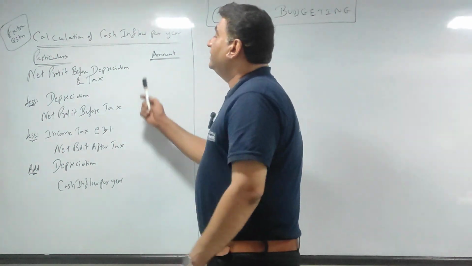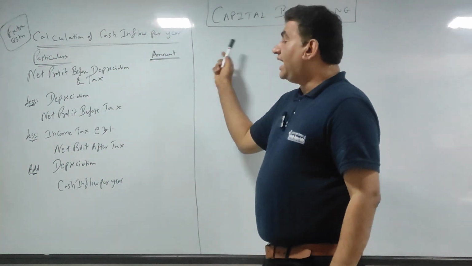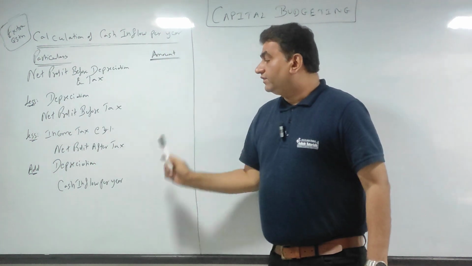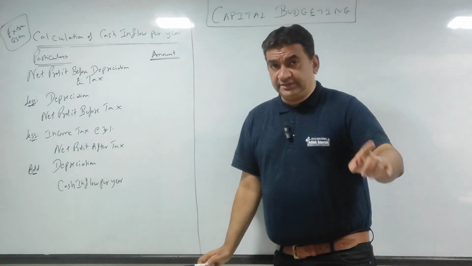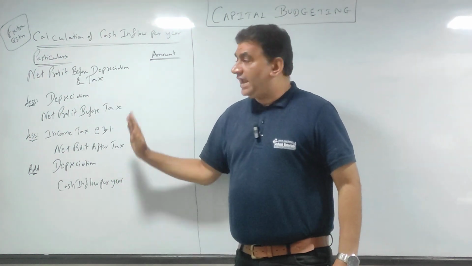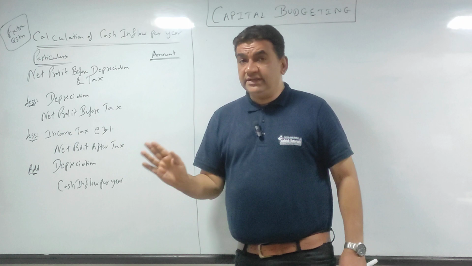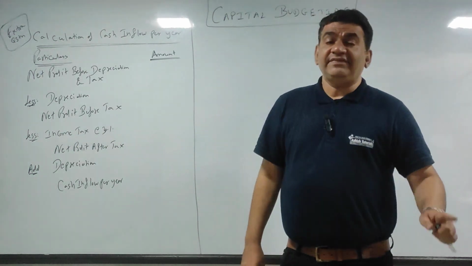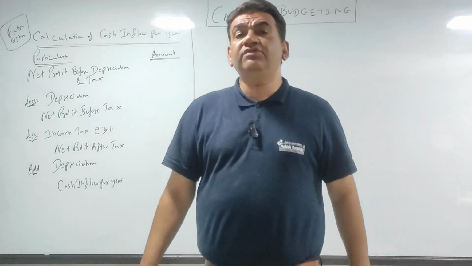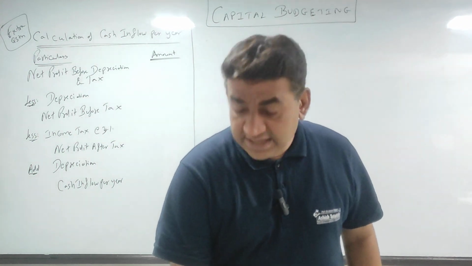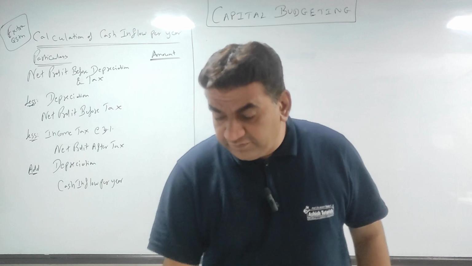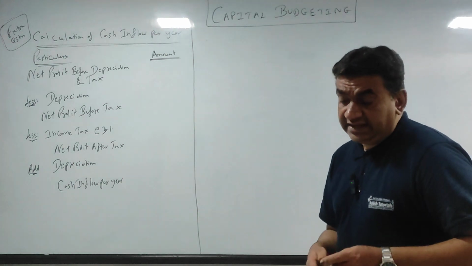Give the heading calculation of cash inflow per year. Since I had already solved the pro forma with y'all, I'm not rubbing it out. Okay, now see. Now you all have the actual data. What I told you, mostly they'll give you the net profit before depreciation and tax, but there can be variation there also. Now look, net profit before depreciation and tax is given, 3 lakhs.